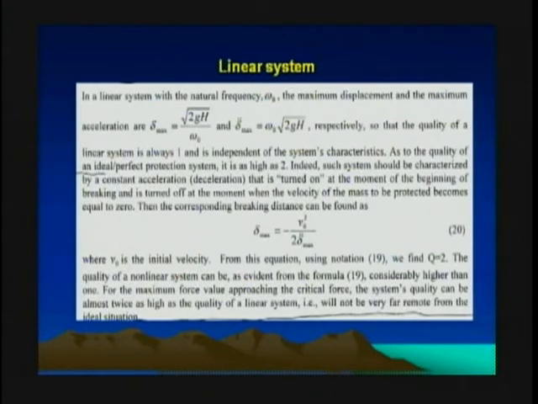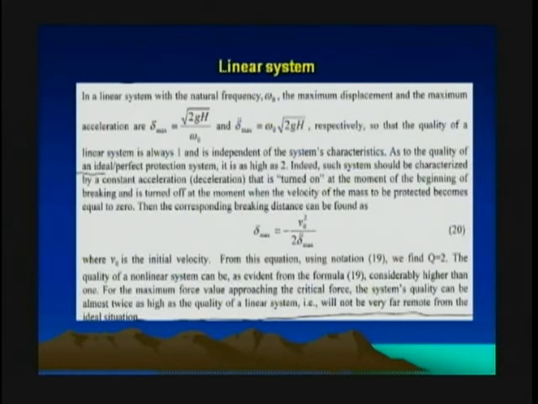I want to emphasize that in a linear system, the maximum displacement is the square root of 2gh divided by the frequency, and the maximum acceleration is the same frequency times the square root of 2gh. Their product will be independent of the frequency, and that means independent of the system. That means there is nothing you can do to improve the situation in a linear system, and this factor of quality will always be 1. But in a highly nonlinear system, it can be made as high as 2.